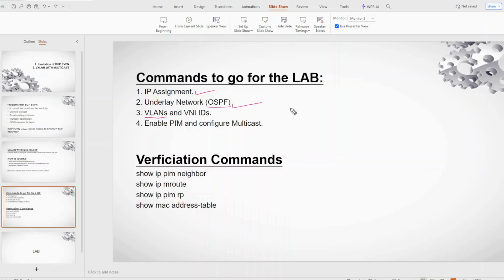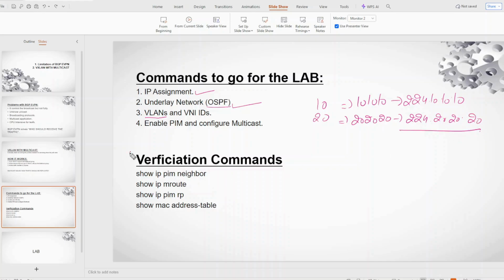Then we'll create two VLANs, 10 and 20, and those two VLANs are mapped to VNI 10 10 10 and 20 20 20. And these VNI IDs will be mapped to the multicast groups 224.10.10.10 and 224.20.20.20.